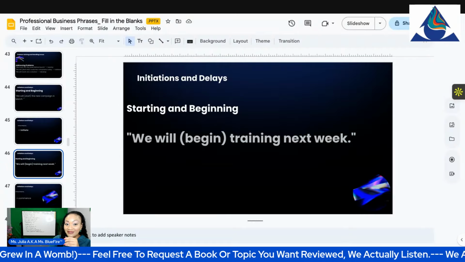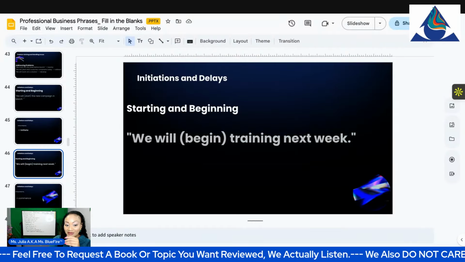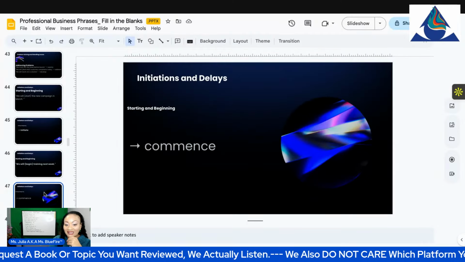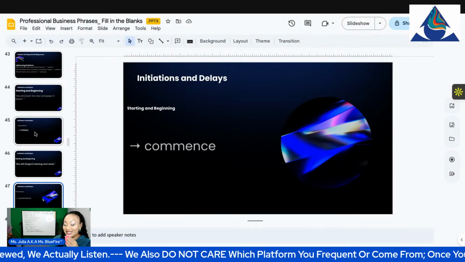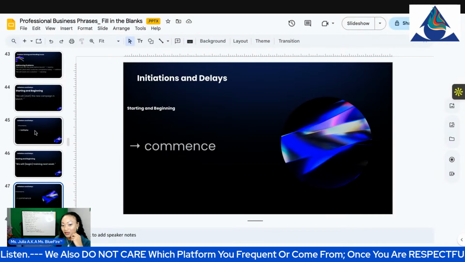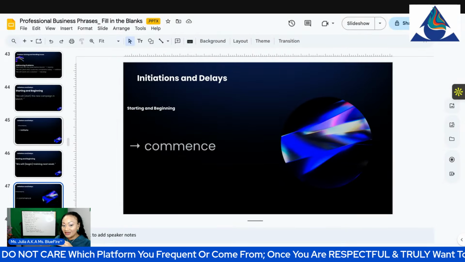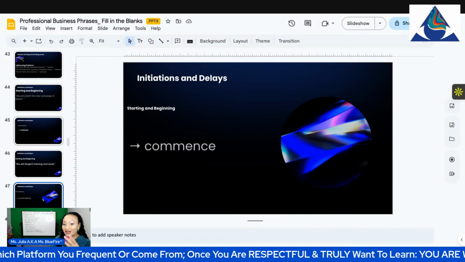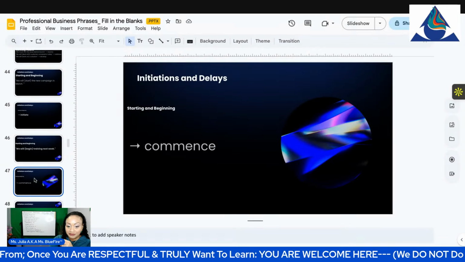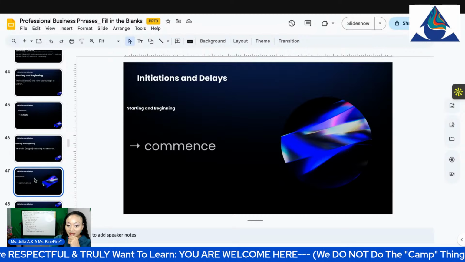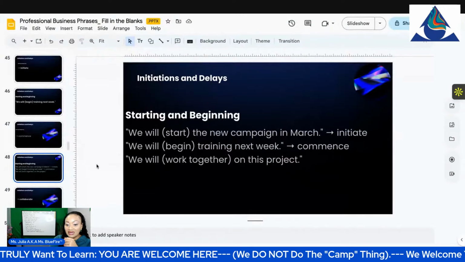So you see the difference with that? You see the difference, right? In the English language, commence, start and begin and initiate. It's the same things, but in different contexts, there's a better word, right? So commence is good. So here's everything, right?